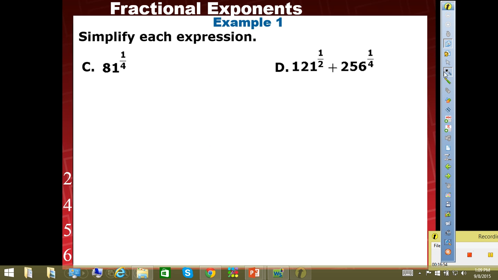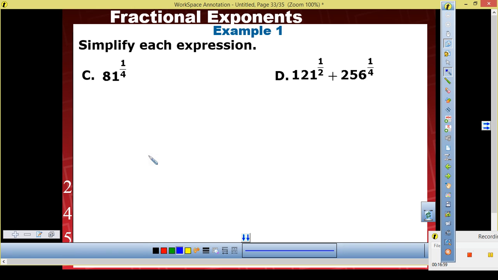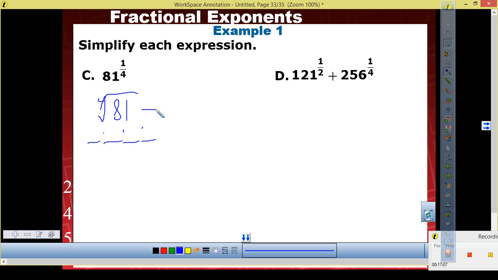So first of all, we need to rewrite it. Is that correct? This is 4th root of 81, which means what number times itself 4 times gives me 81? Everyone? 3. Yeah, because 3 times 3 is 9, 9 times 9 is 81. When in doubt, factor it. If you don't see it, you're going to have to do the factor tree, right?